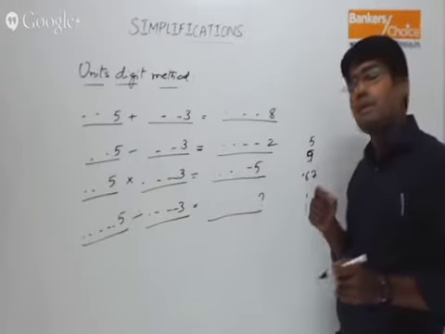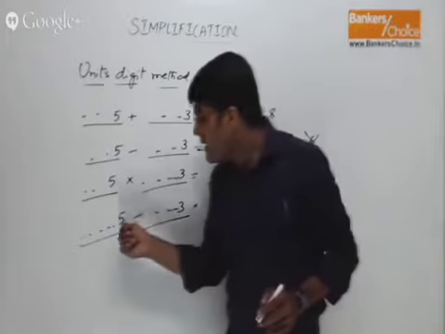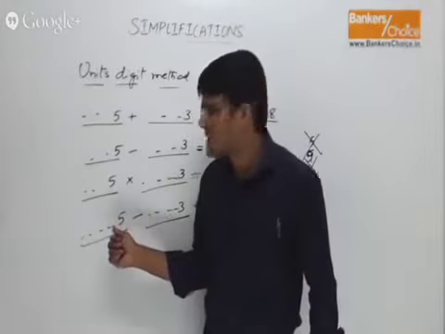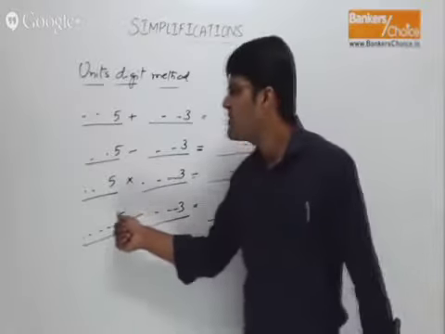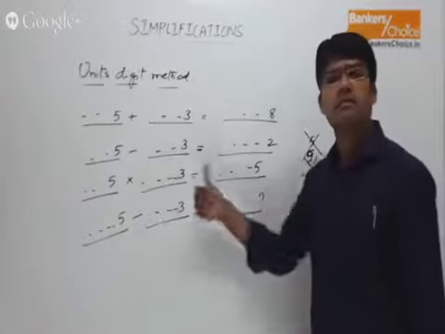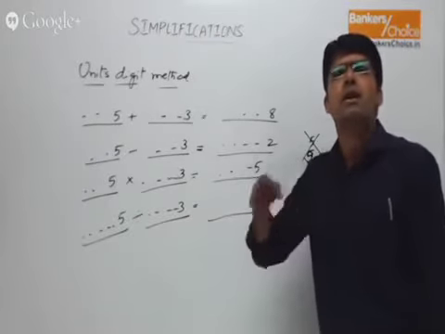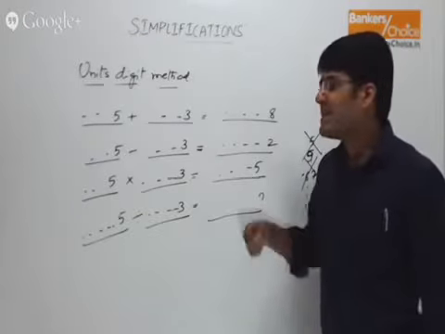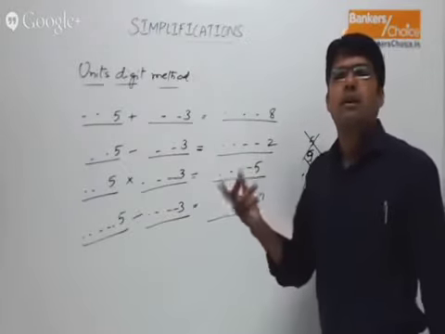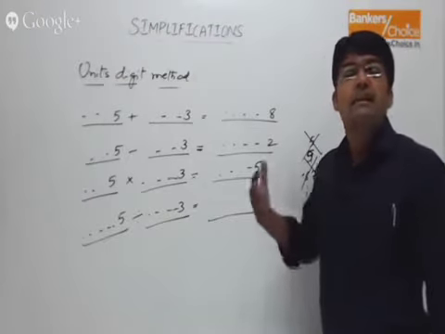See, the point here is all these answers are wrong. Why? Here we have no idea about the tens place. If it is 5, 0.5 by 3, okay, 0.67. If it is 15, 15 by 3, 5. If it is 25, 25 by 3 will be what? 8.33. If it is 35, it will be how much? 11.67. Are you able to follow? So the point here is we'll be getting different values.